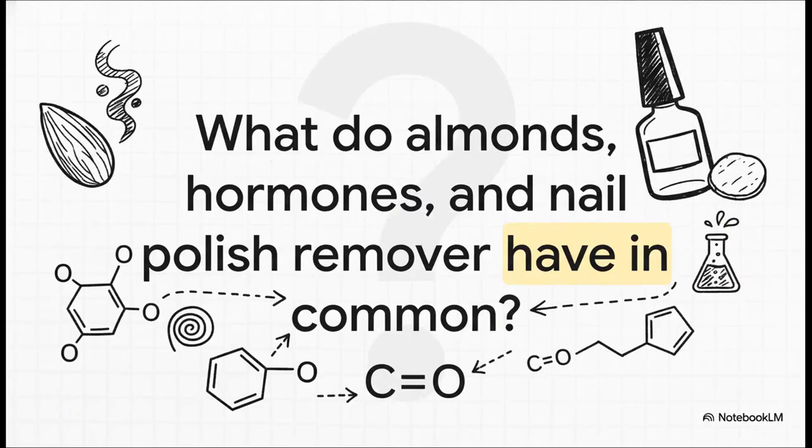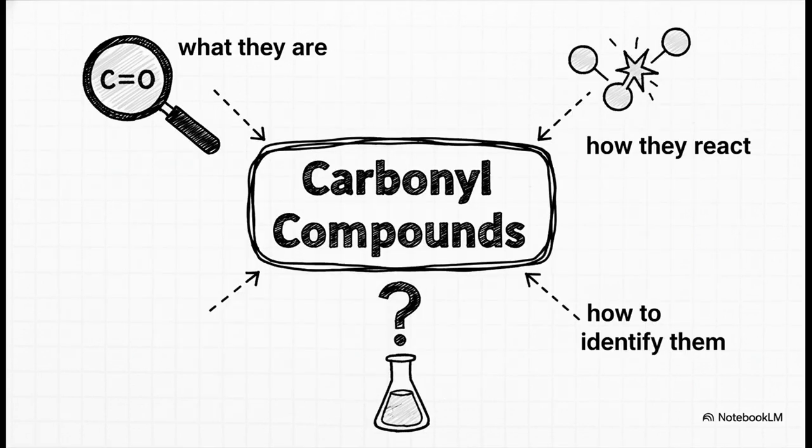So what do the smell of almonds, the structure of hormones, and the stuff in nail polish remover all have in common? I know, it sounds like a riddle, right? You've got this fragrant chemical, a super complex biological molecule, and a common household solvent. But the answer, well, it all comes down to the one fundamental building block they all share. And there it is. They all belong to a crucial family of molecules, carbonyl compounds.